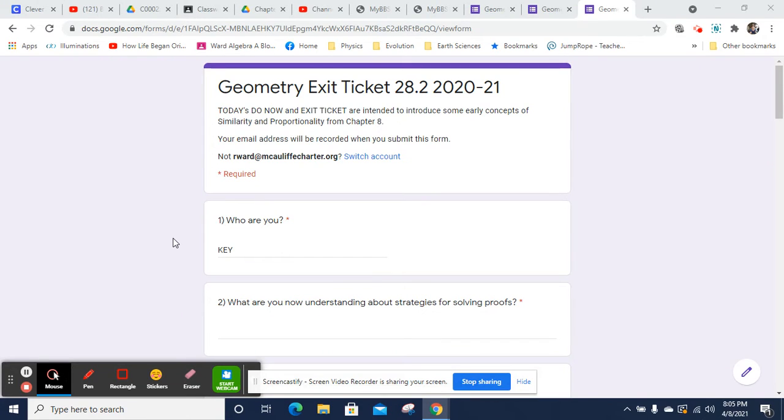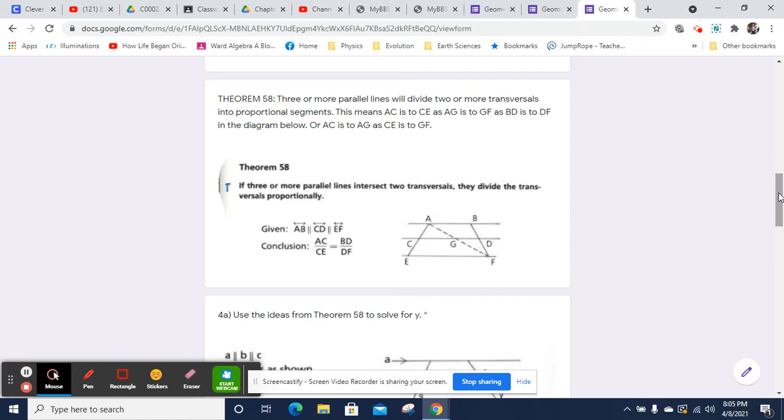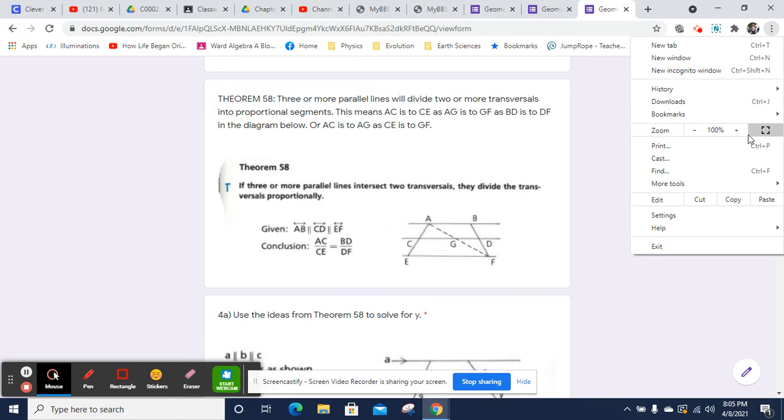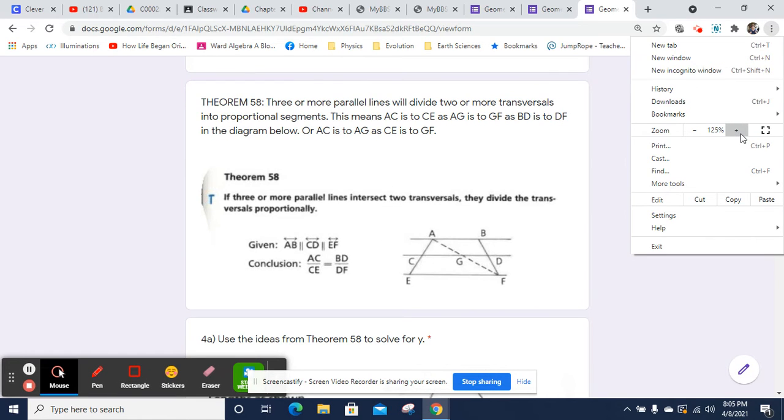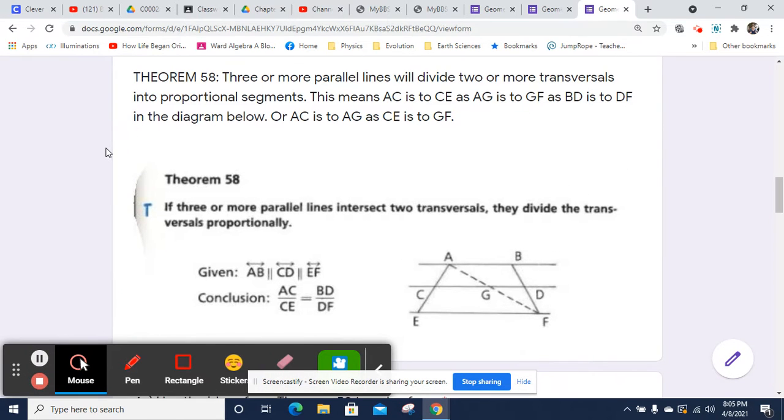This is your video key for Geometry Exit Ticket 28.2, and let's take a look at what we're dealing with. As you can see, I'm introducing a theorem, Theorem 58 here, that will pop up for you in Chapter 8. You may have already run into it if you've already started Chapter 8, but I like to preview things for you so that when you get there, it'll be easier.